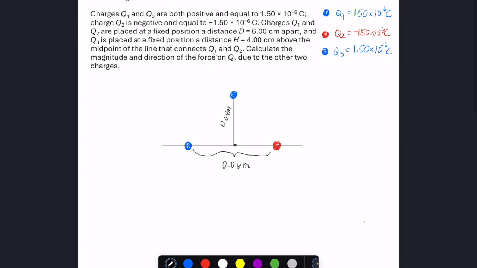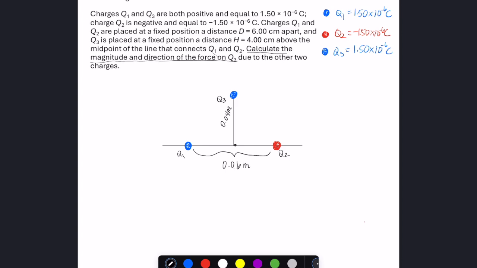We are asked to calculate the magnitude and direction of the force on Q3 due to Q1 and Q2. Okay, let's label everybody. Q1, Q2, Q3. So we need to find the magnitude and direction of the force on Q3. So before we do any calculating, let's draw a picture of those force vectors, because we can use those simple rules to determine the directions of the force vectors. So we can draw a picture of it first, and maybe that'll help us to do our calculations later on.